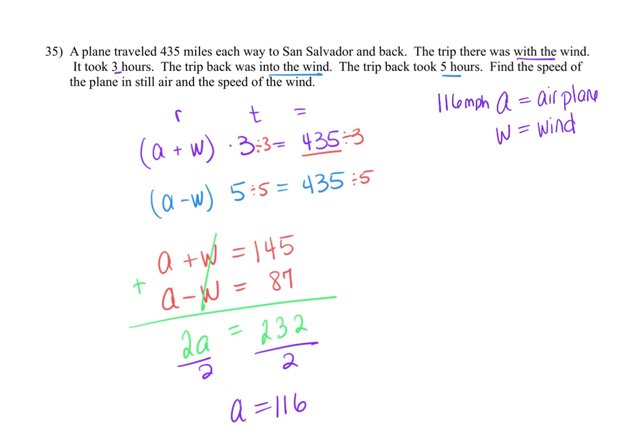To find the wind, I'm just going to plug it back into either one of these. A minus w, 116 minus the wind equals 87, right? Or I could plug it in here, 116 plus the wind equals 145. It doesn't matter. Whichever way I do it, just make sure you divide out that negative when you do it. You're going to get the same answer. So you're going to get that the wind is going 29 miles an hour.